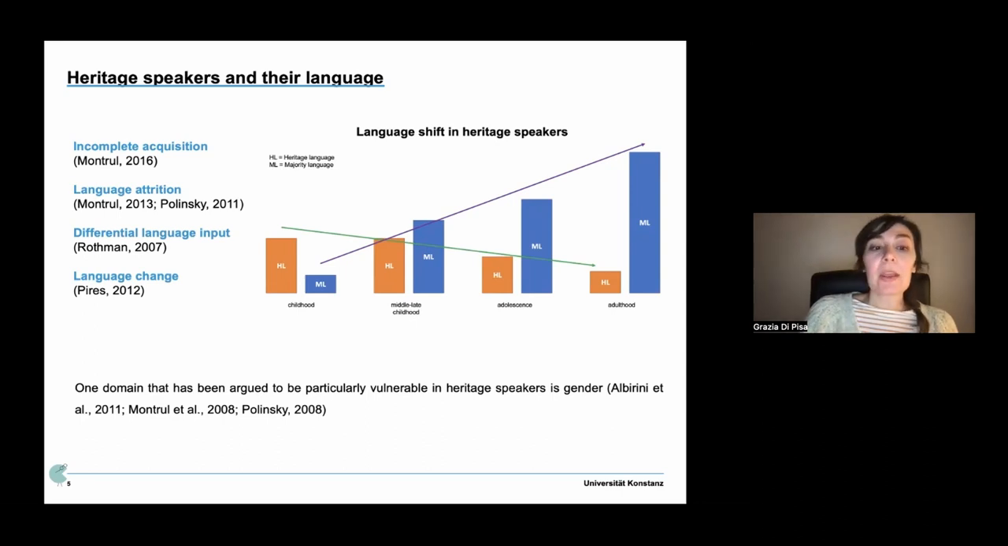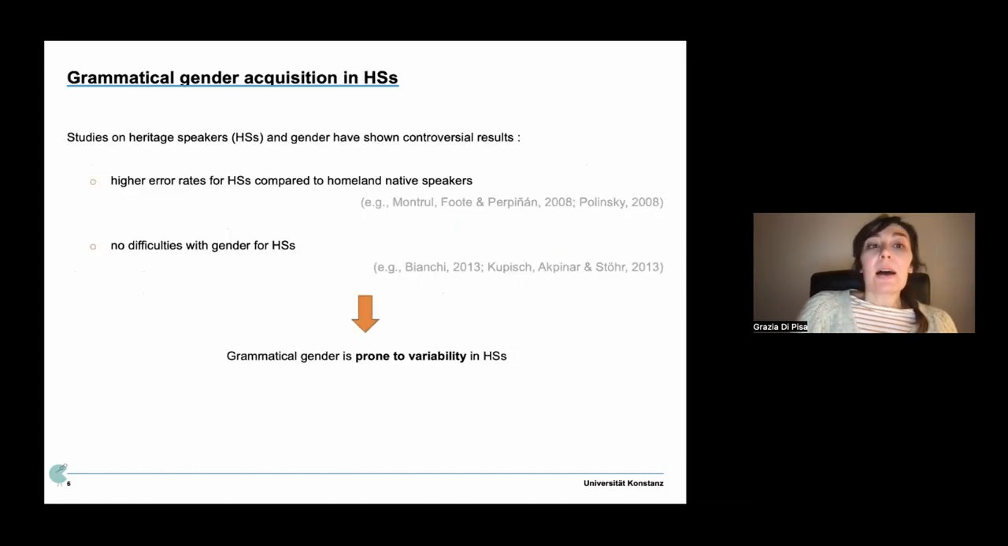And one domain that has been argued to be particularly vulnerable in heritage speakers is grammatical gender. However, there have been some studies on heritage speakers and gender that have shown controversial results. Some studies have shown a higher error rate for heritage speakers compared to homeland native speakers. And then we have some studies that instead show no difficulties with gender for some heritage speakers. So grammatical gender is prone to variability in the heritage speaker population. And it's a field that is interesting to investigate, to understand what other factors could influence the difference in the results.